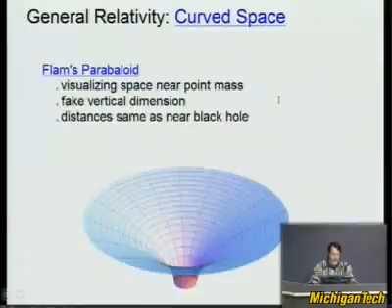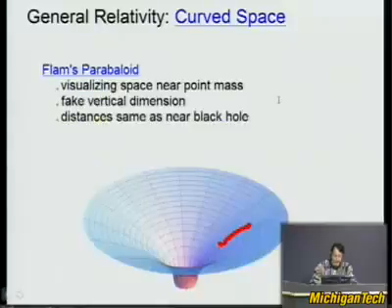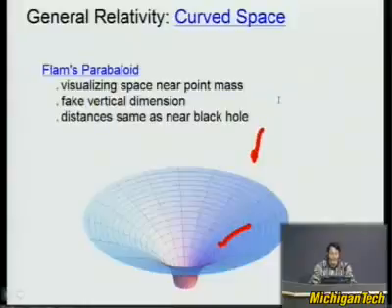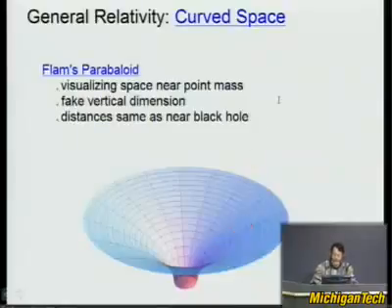One way to picture it is through Flamm's paraboloid. This is a way of visualizing space near a point mass. So distance is on here. If you measure a distance on this paraboloid, it would be as if living in Euclidean flat space. But if you measure the space on the paraboloid, you get distances as if you were in general relativity near a black hole. So it is a way of picturing it, and if you can make it, you can actually sit there with your tape measure and measure distances that way.